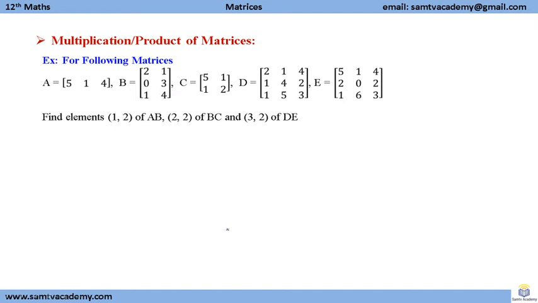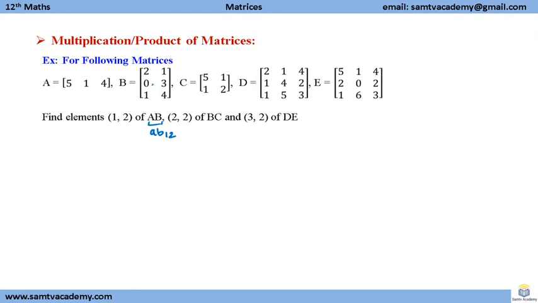Here, what do we have to find? We have to find out the respective element. As I have told, what is it asking? It is asking to find the product AB, and which element? In the product, which element do we have to find? We have to find the AB 1, 2 element.